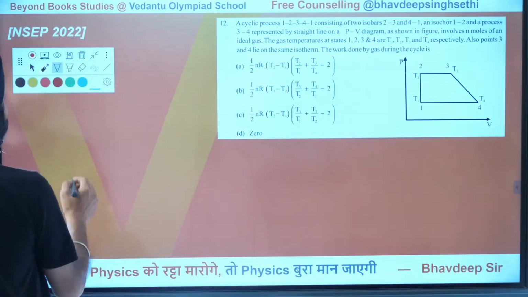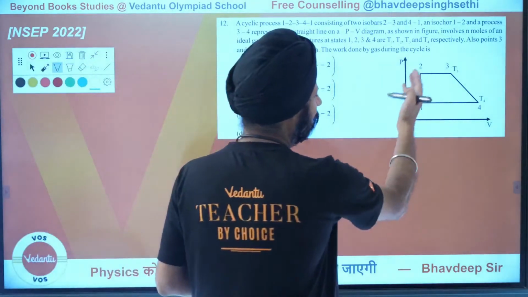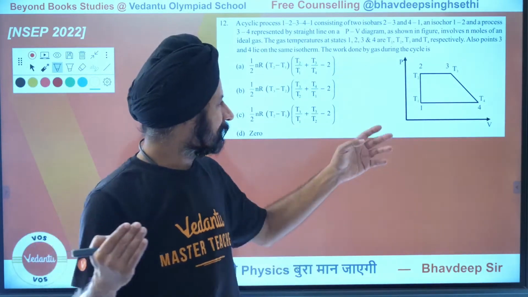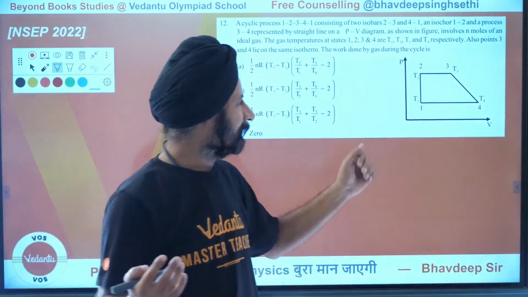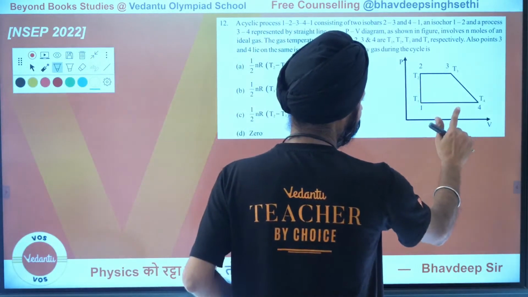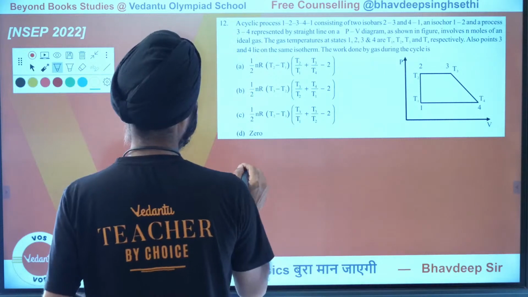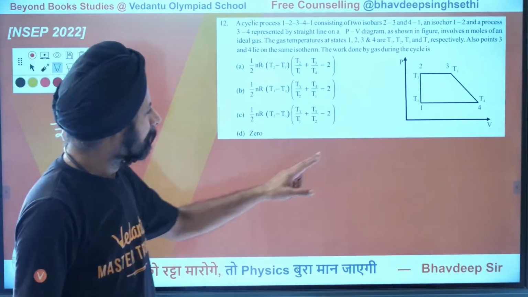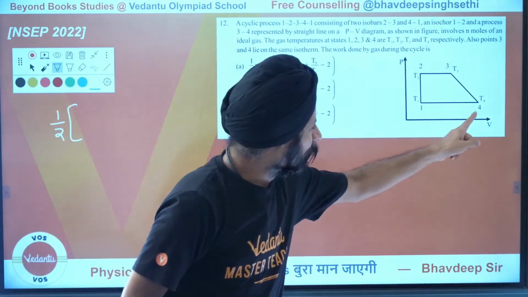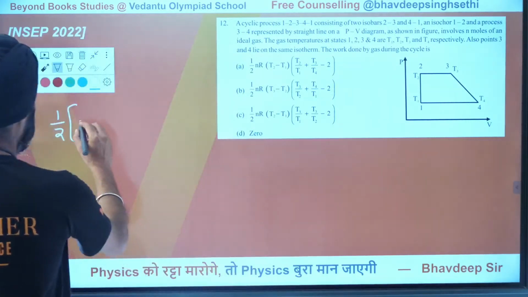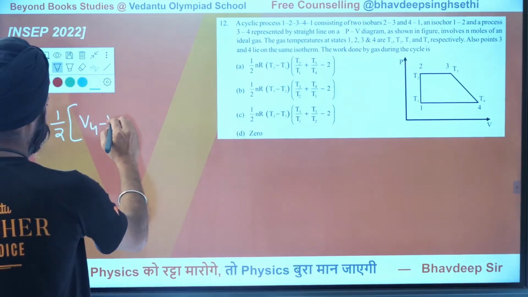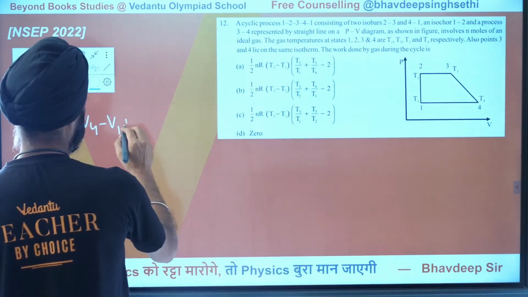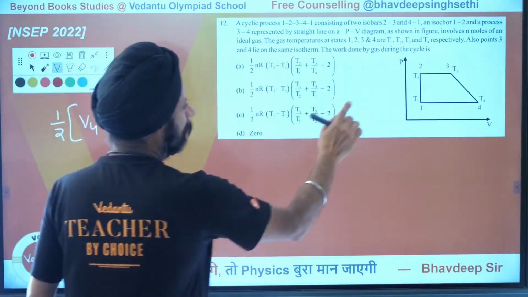Let's start. It is basically just a trapezium. Trapezium area is half times the sum of the parallel sides multiplied by the distance between them. So the average of these two sides multiplied by this. So let's get started. The work done is half times this. So this is volume 4 minus volume 1, plus volume 3 minus volume 2.